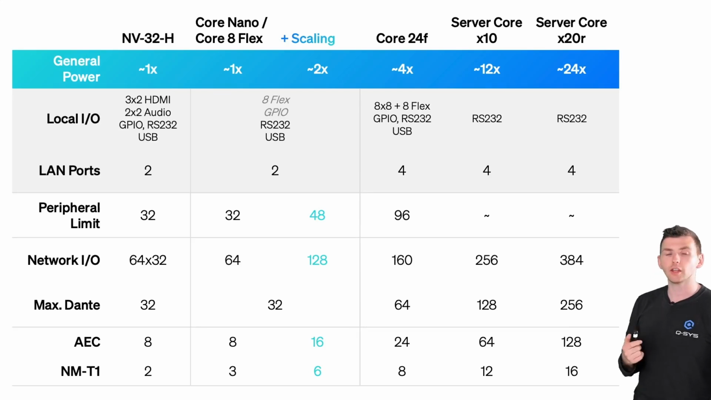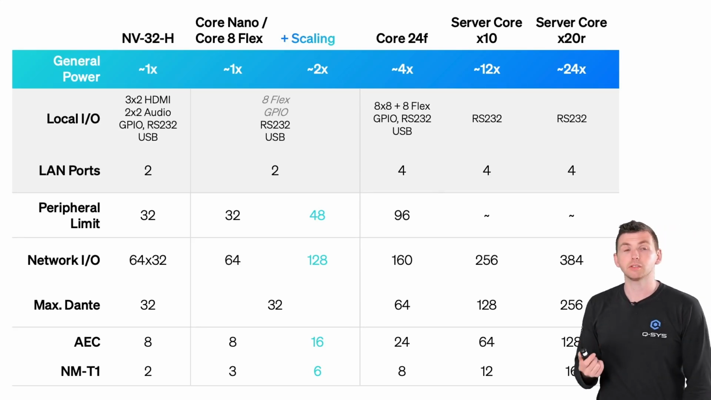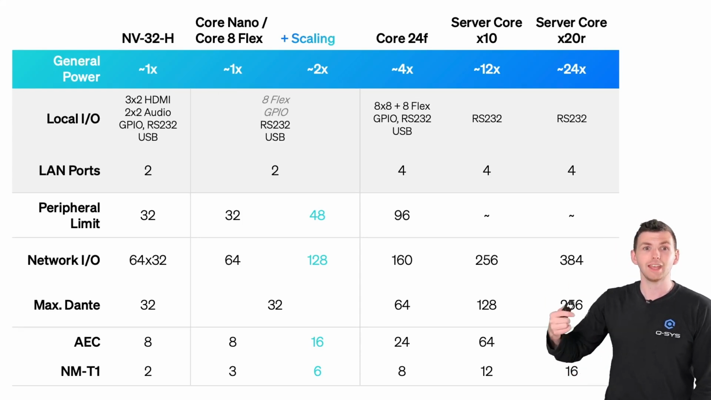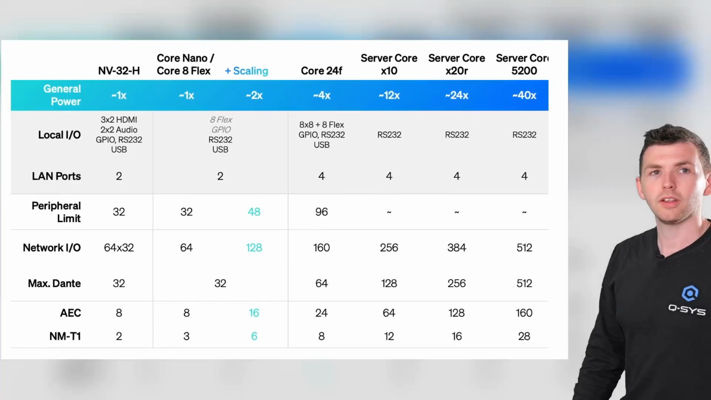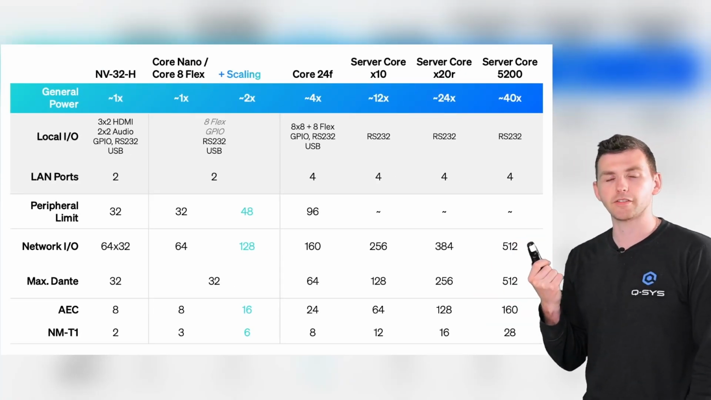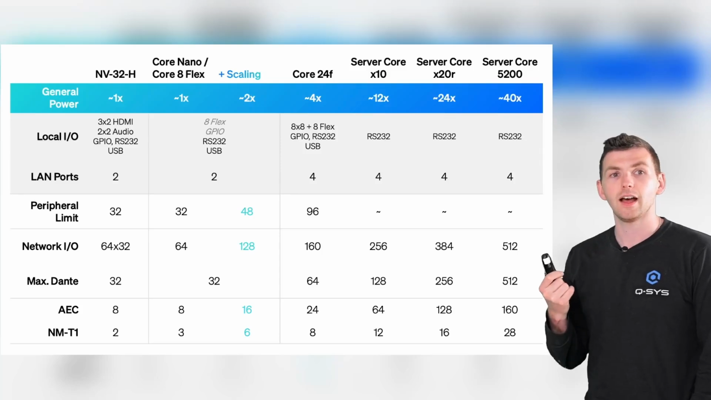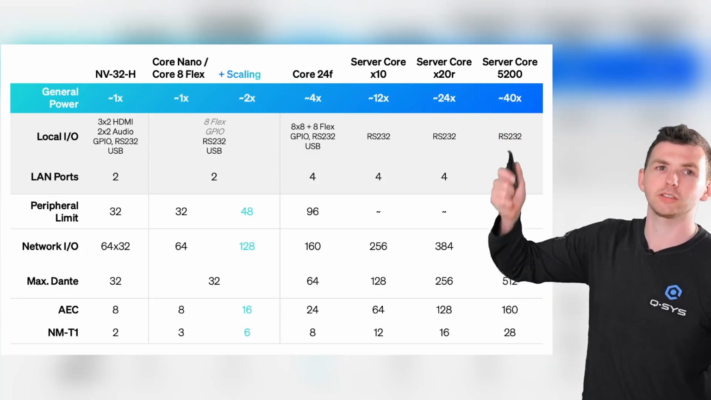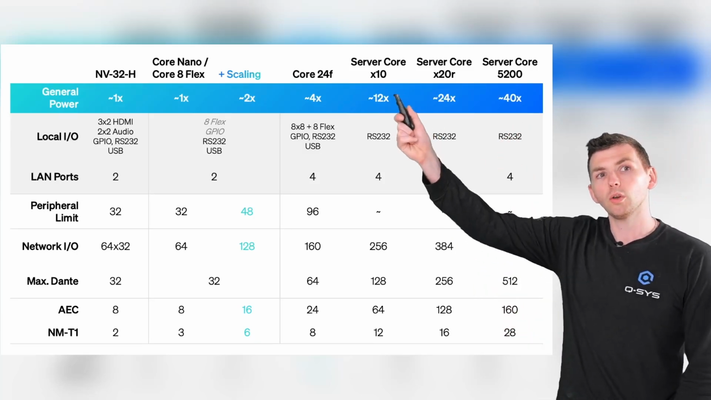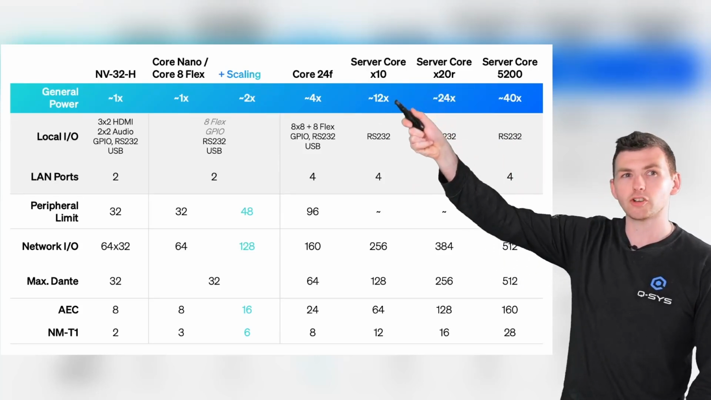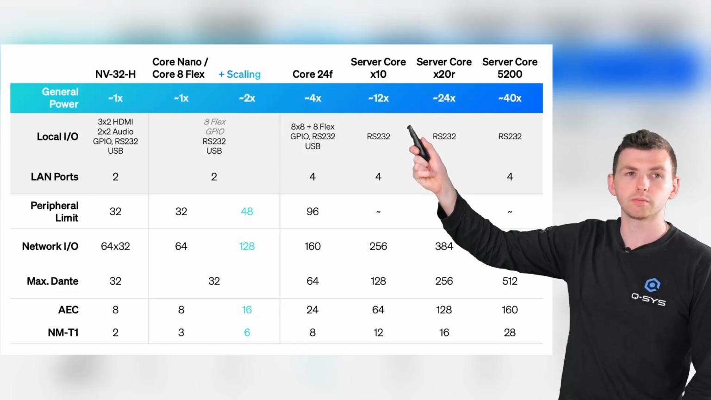Now, there is also another core that we haven't looked at yet, because it's kind of like a Core X20R, but just even better, okay? That's called the Core 5200. And you can see there that has 512 inputs, 512 Dante as well, and also loads of AEC, loads of microphones. Just, it's all about processing with the 5200. But all of these three are really the same category of product. It's just a question of power, how much you want, okay?